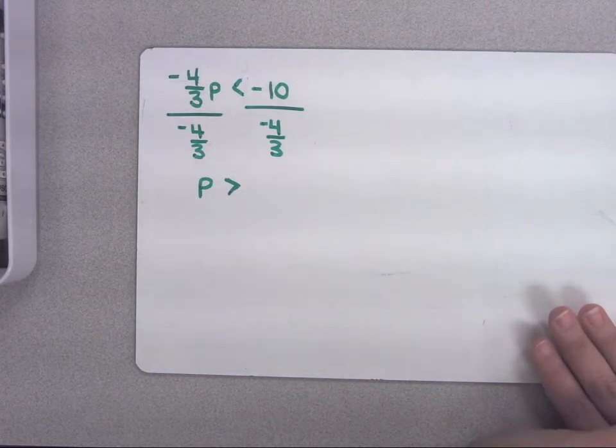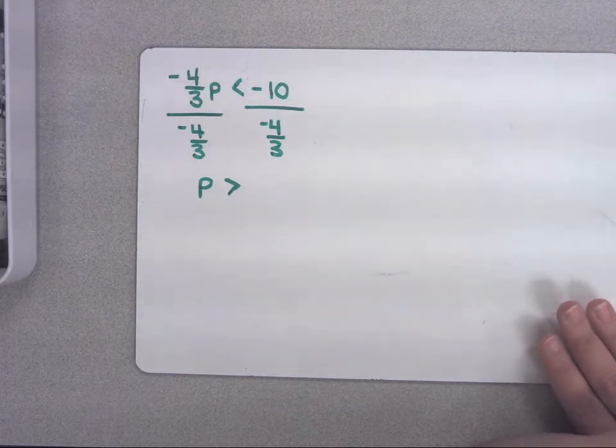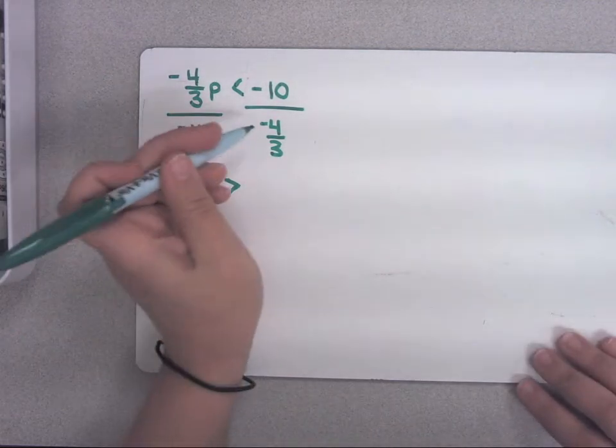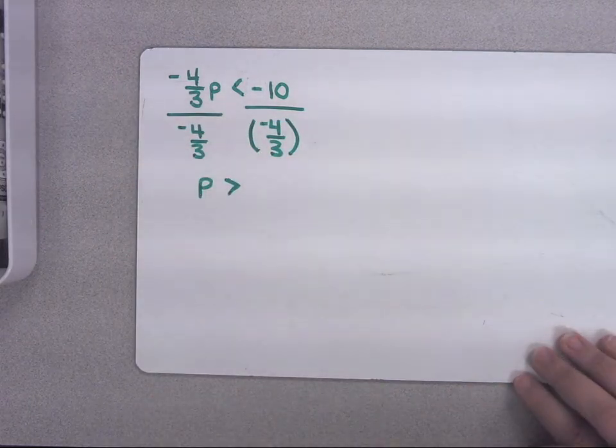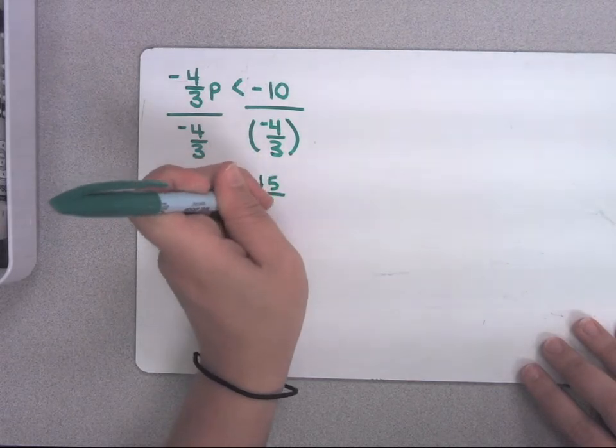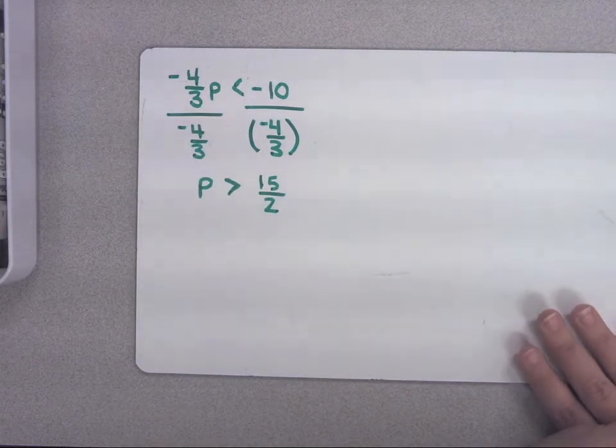No, I think you did it wrong, sweetie. I think you typed it in wrong, because it should be 30 over 4, which is 15 over 2. Remember, when you divide, put this in parentheses. That might save you some struggles. You should get positive 15 over 2.